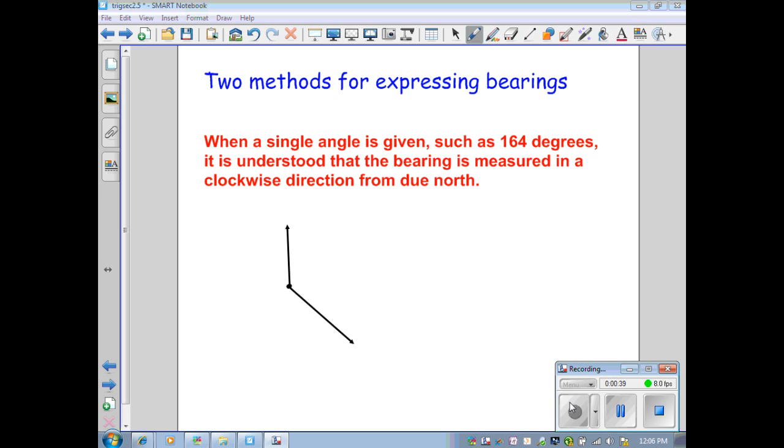So notice the only information given to us here is 164 degrees. But method one tells us that we always have to initiate a northbound direction. And from there, we go 164 degrees clockwise. And our solution would be the end point of that value or somewhere on that last ray that would give us 164 degrees. So this is how you draw a 164 degree bearing.